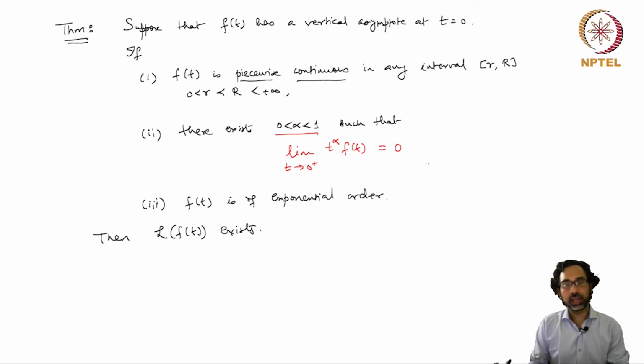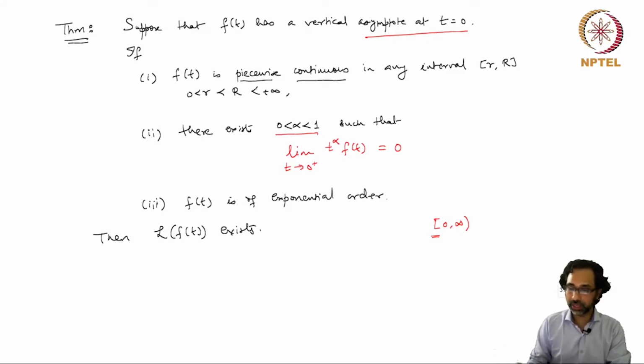So the difference between this one and the previous theorem for the sufficient condition is that our function f(t) was piecewise continuous on [0, infinity), where 0 was included, but here 0 is not included and it has a vertical asymptote at t equal to 0. So it's not piecewise continuous on the interval [0, infinity) where 0 is included, but nevertheless it is piecewise continuous from the first assumption. It is piecewise continuous on any interval [r, R].